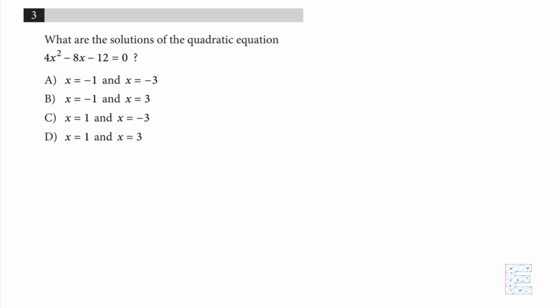What are the solutions of the quadratic equation? So when it comes to factoring quadratic equations, we of course have to factor. So we start off by using the most basic form of factoring, which is factoring using the GCF, the greatest common factor. You look at 4, 8, and 12 and ask yourself, what do these have in common? And you'll notice that 4 goes into all of them. So factor out a 4, leaving us with x squared minus 2x minus 3 equals 0.